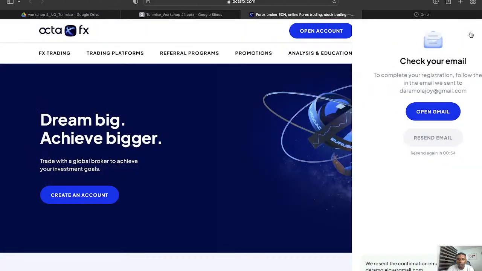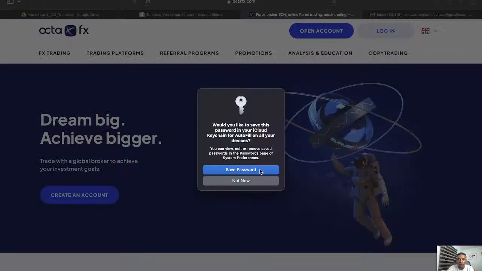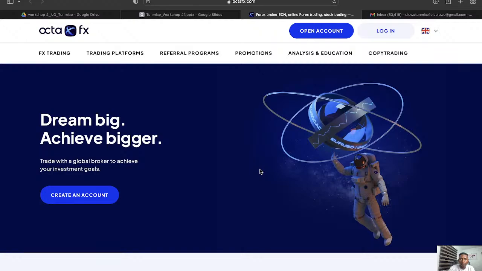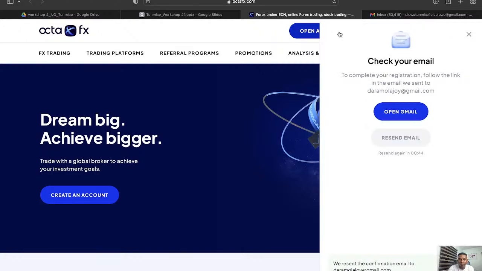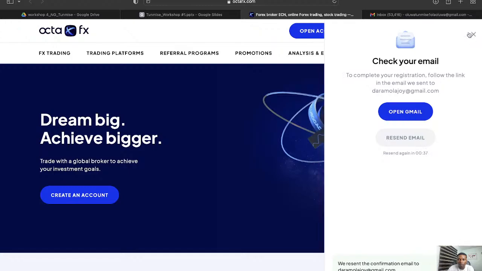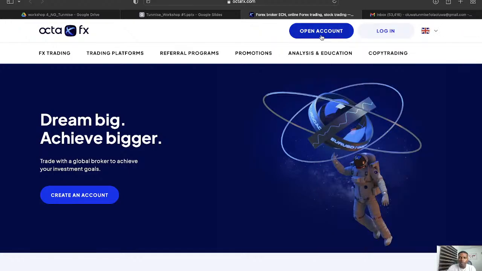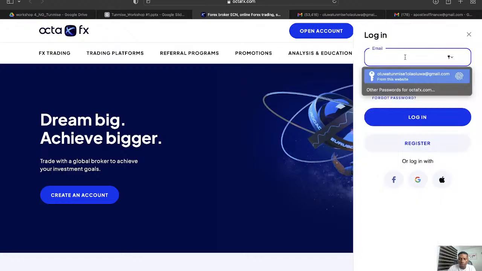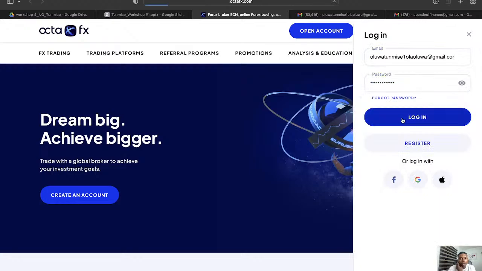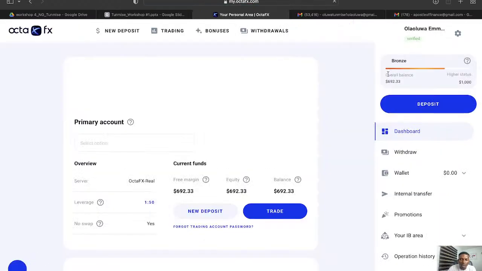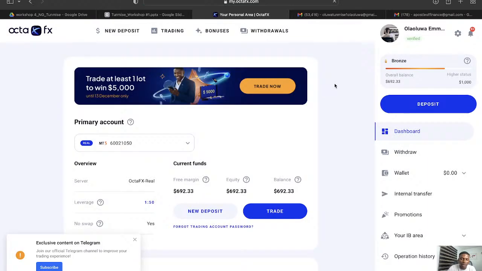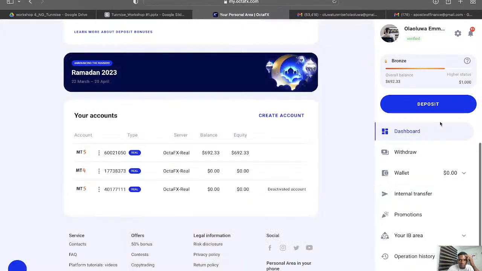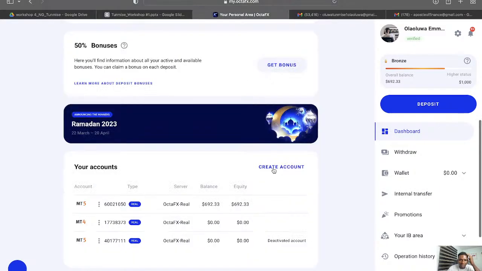So let's do something real quick. Say you want to open an account. Maybe you want to open an account now. You now open your account, and boom, this is your account. Then you go to open a new wallet, so you say create account.